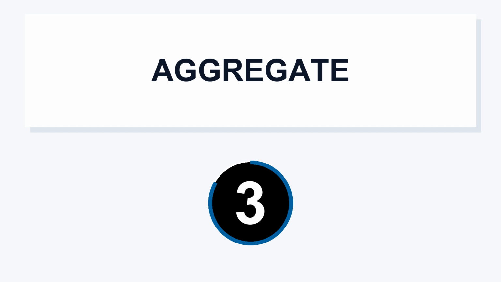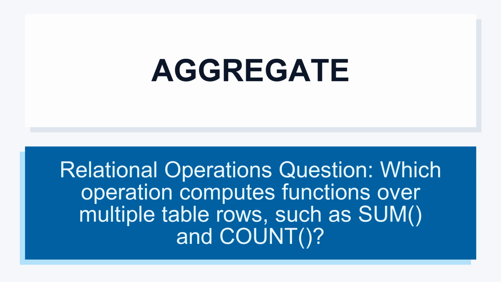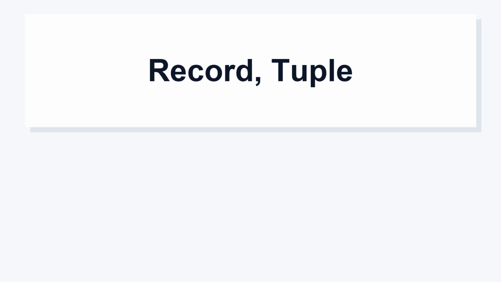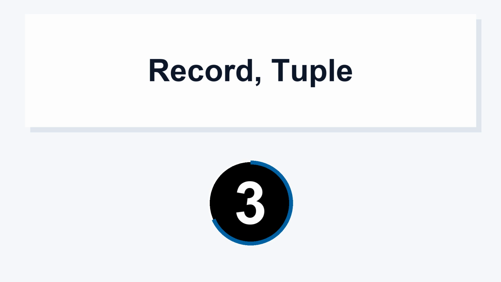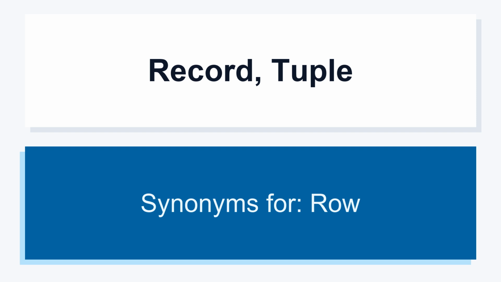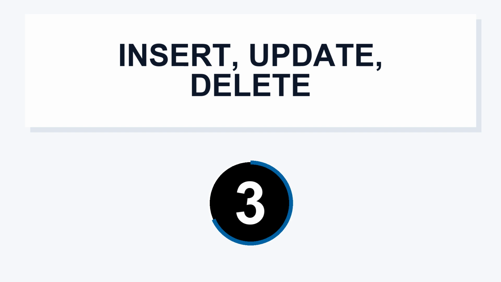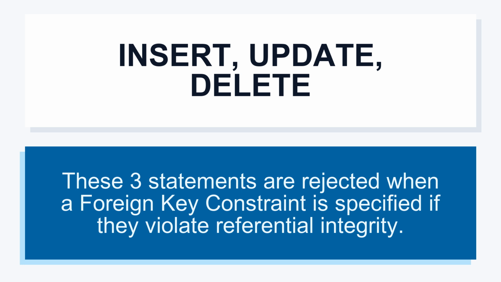Aggregate. Relational operations question. Which operation computes functions over multiple table rows, such as sum and count? Record, tuple. Synonyms for row. Insert, update, delete. These three statements are rejected when a foreign key constraint is specified if they violate referential integrity.